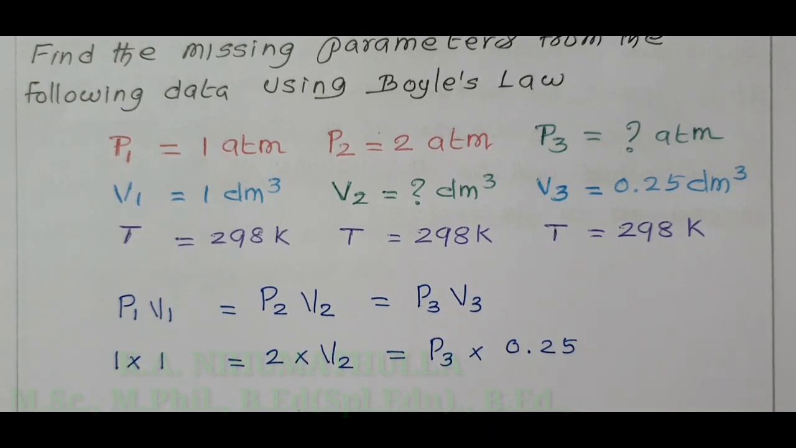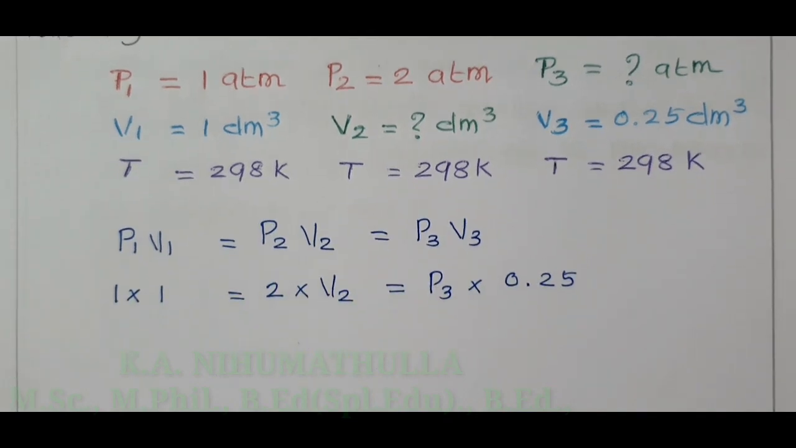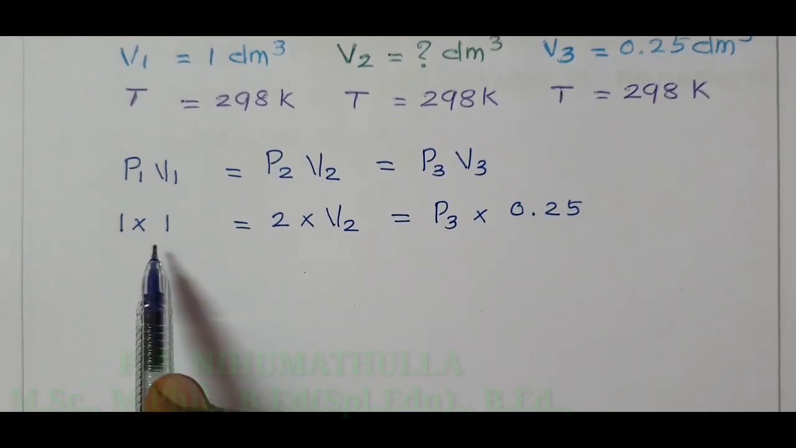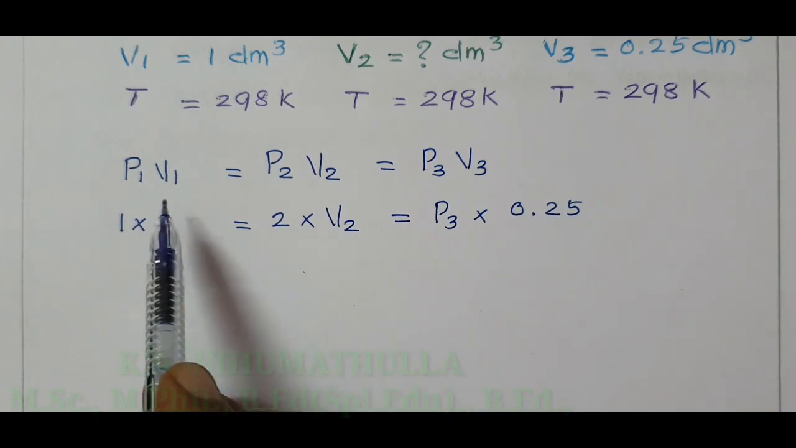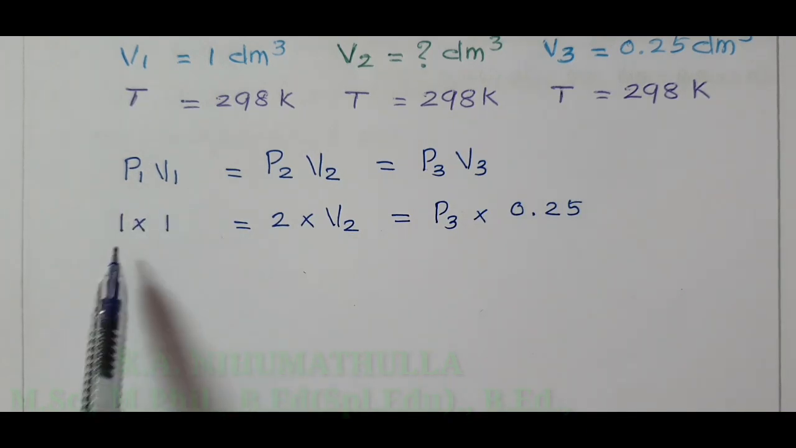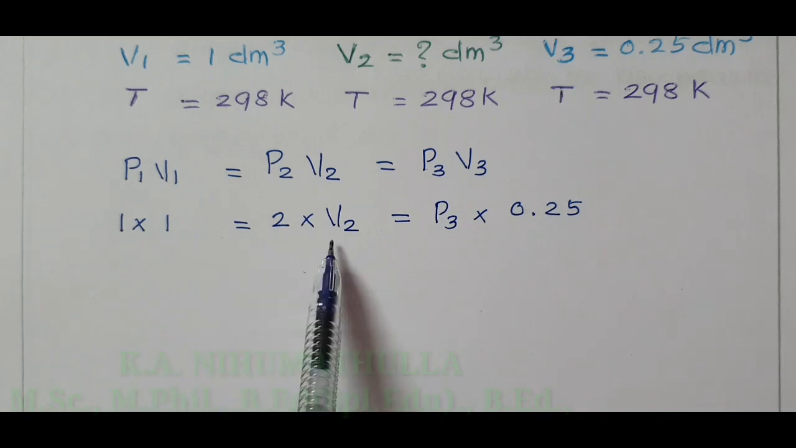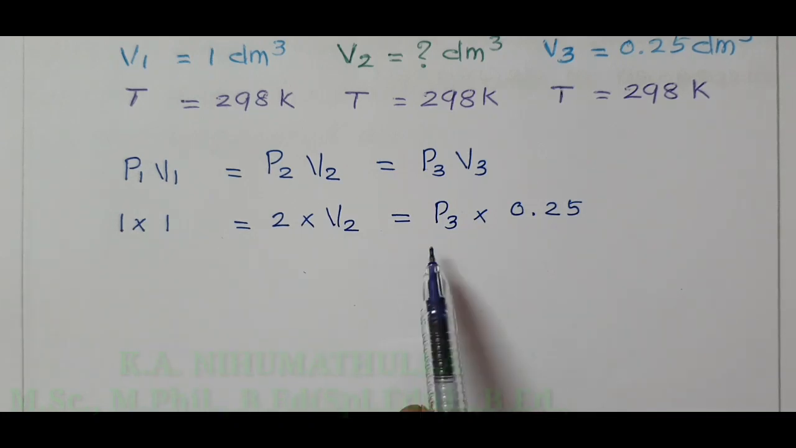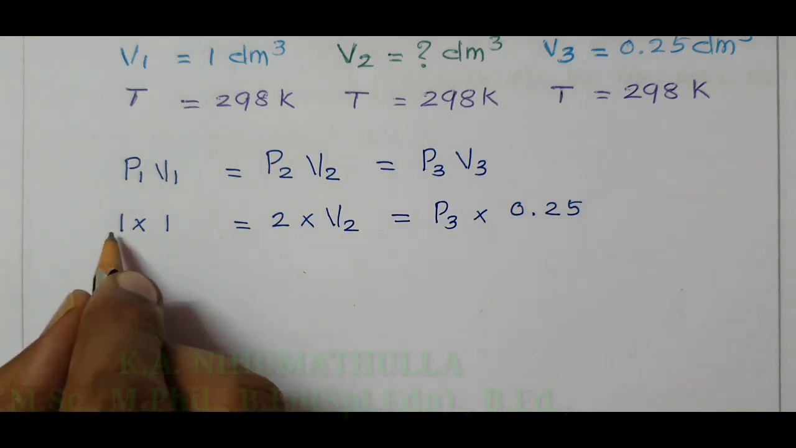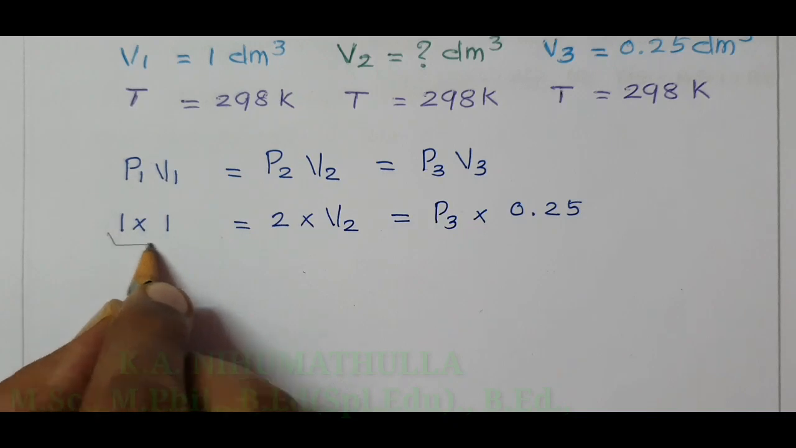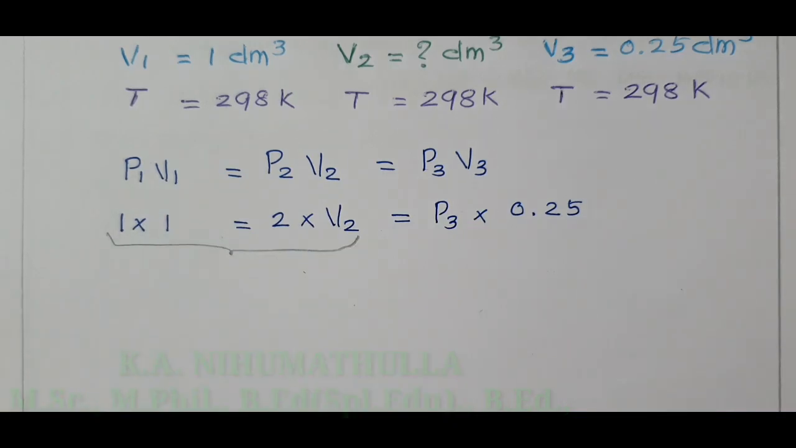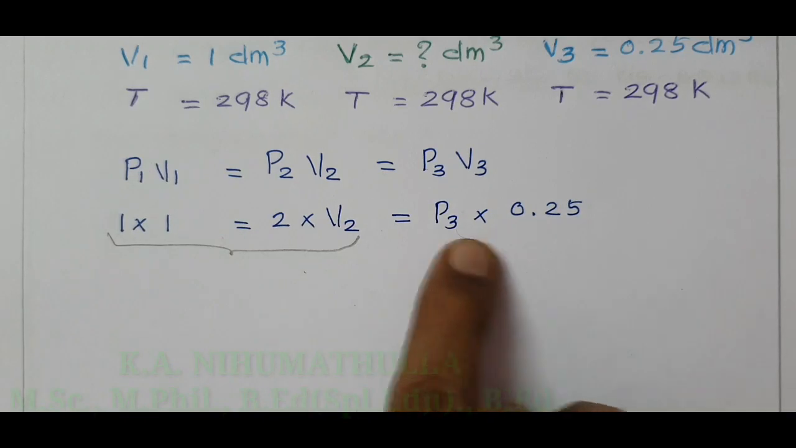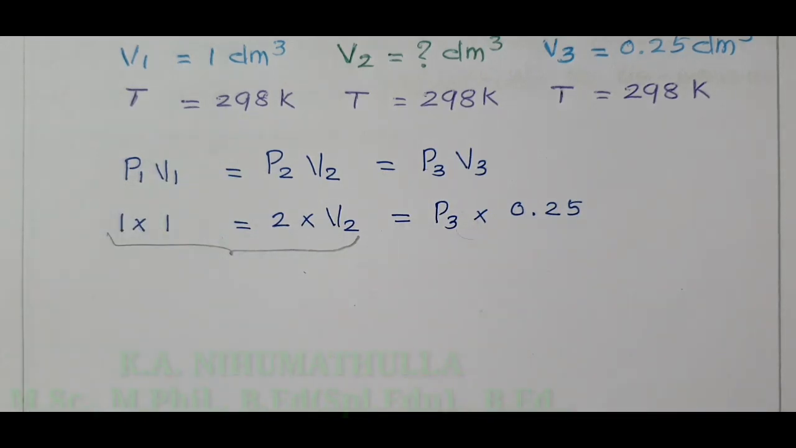From the known 2 values, we can calculate the unknown value. Among the 3 values, the known values are P1, V1. These 2 values are known. Here 1 value we have to calculate, here also 1 value we have to calculate. Therefore, what you have to equate? You have to equate one known value, which 2 values are known, and one unknown value. Then one known value and these 2 we have to equate in the second part.